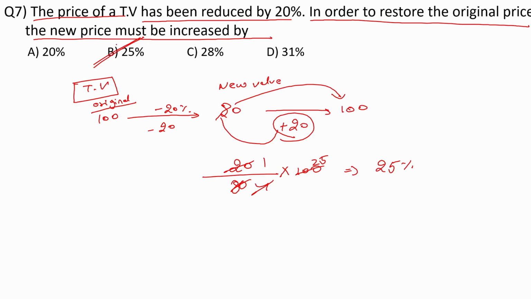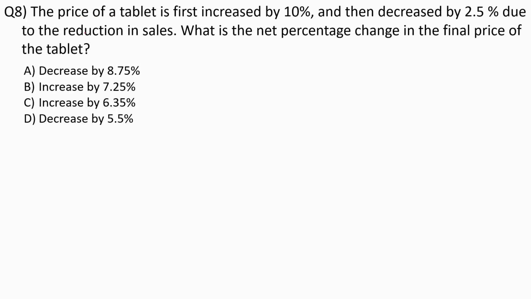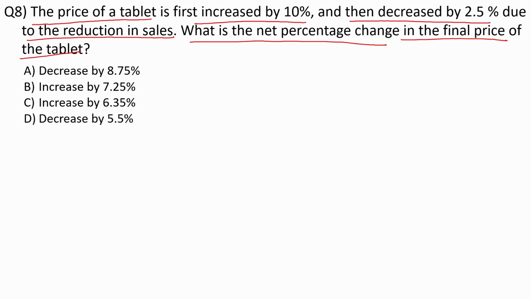I hope everyone is clear with this question. Let's dive into the next one. The price of a tablet is first increased by 10% and then decreased by 2.5% due to reduction in sales. What is the net percentage change in the final price of the tablet? As the options are in percentage, the initial value of the tablet is going to be 100.